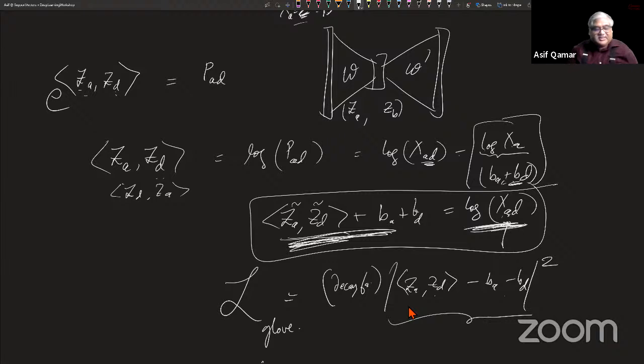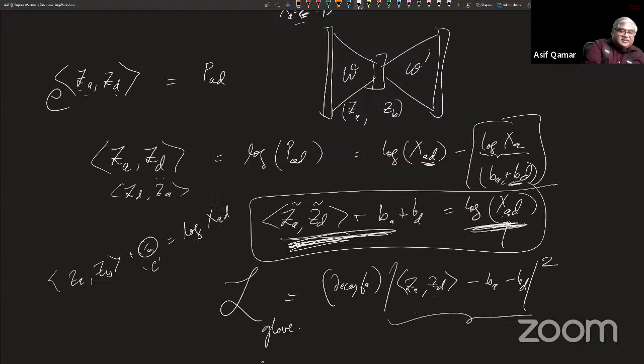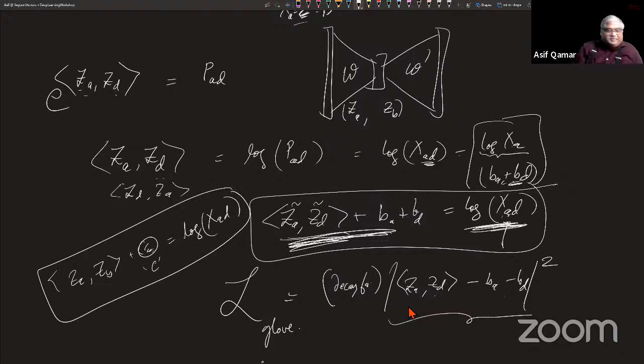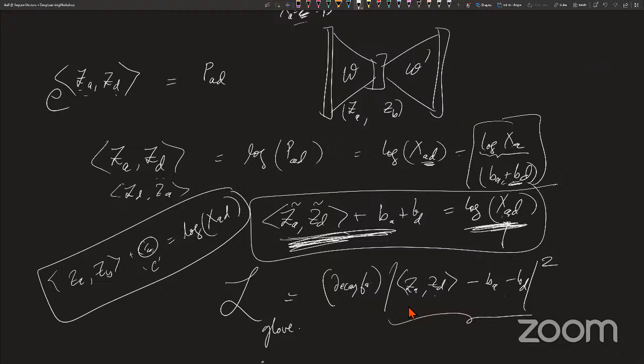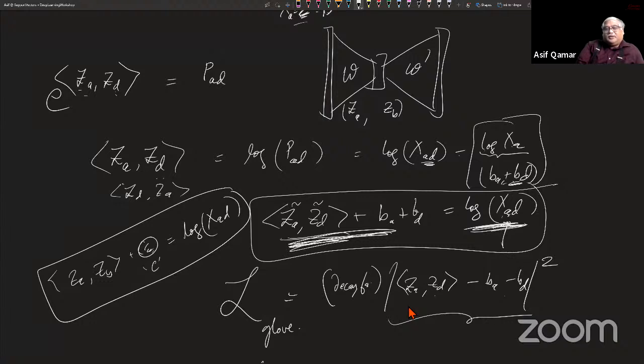The whole argument is far more intuitive if you don't see it and you look at ZA, ZB, plus something, doesn't matter what, up to a constant. See, this is a constant, a bias term. It is basically log XAD. This part is intuitive, isn't it? If you ignore the constant part, BA BD.